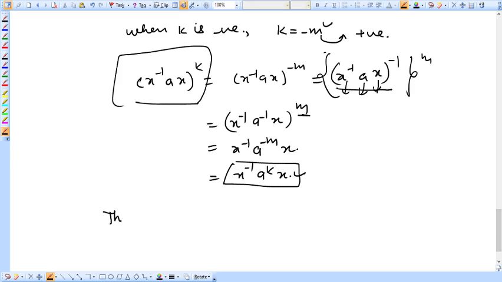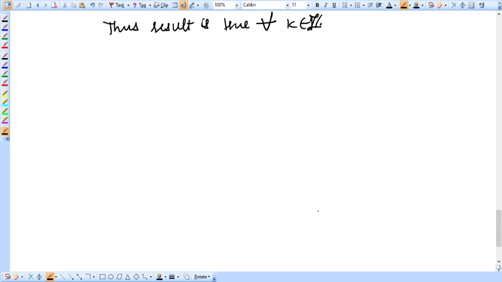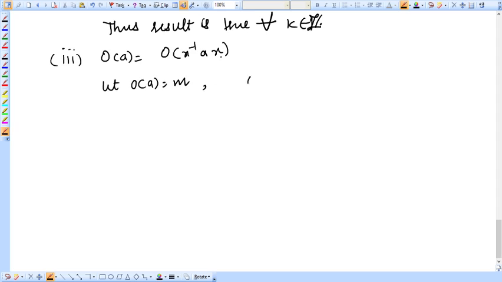Thus the result is true for all k belonging to integers, right? So this was the second part. Now the third part: prove that the order of a is equal to the order of x inverse a x. So firstly, let the order of a be equal to m and the order of x inverse a x be equal to n.